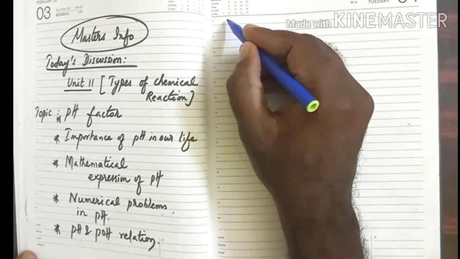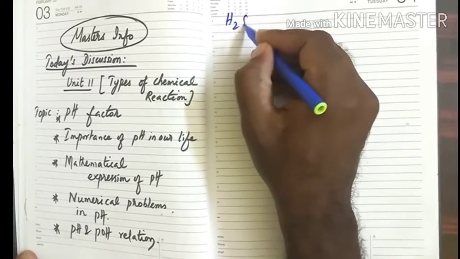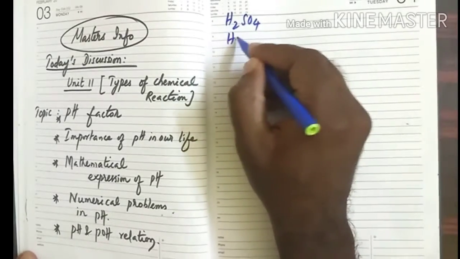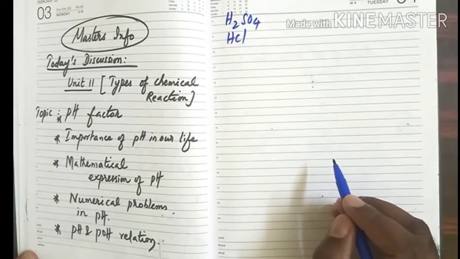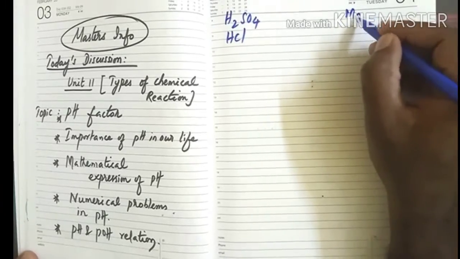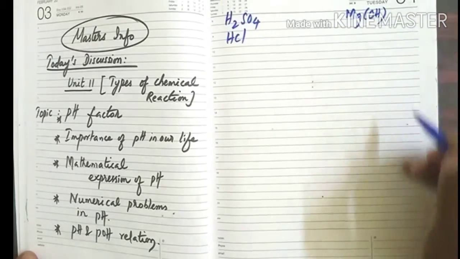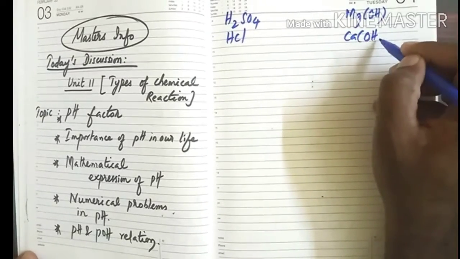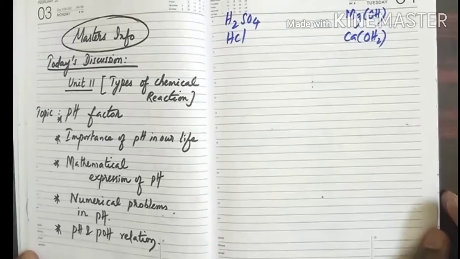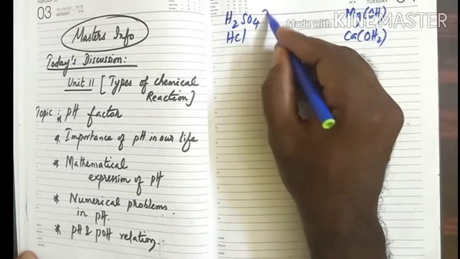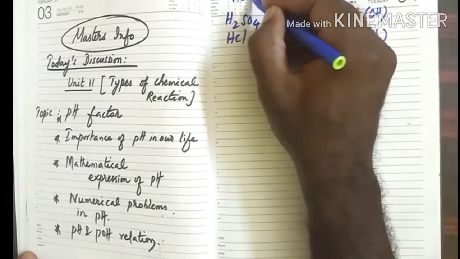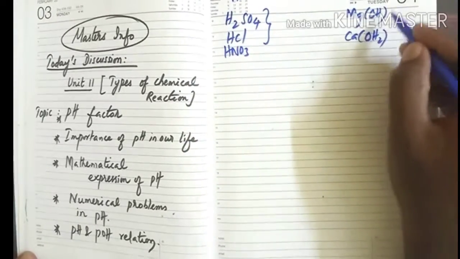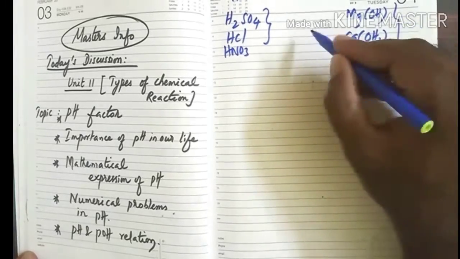So I am giving some examples here. See, what is this? Sulfuric acid. What is this? Hydrochloric acid. Then what is this? Magnesium hydroxide. Then this, calcium hydroxide. All these are considered as acids: hydrochloric acid and sulfuric acid, even this is nitric acid. And this is considered as base.